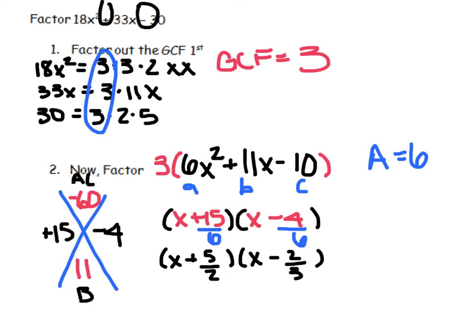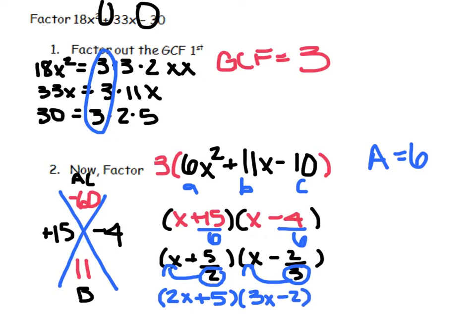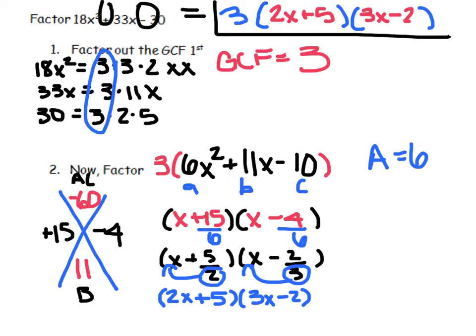Now remember the rule. If it's still a fraction, you take the denominator and you move it to the front. So our answer is 2x plus 5, 3x minus 2. But remember how we took out a GCF? So when I write my final answer, which I'll write here at the top, I have to make sure that I remember to bring that GCF and include it, okay? And my parentheses are 2x plus 5, 3x minus 2. So this whole thing right here is our answer.